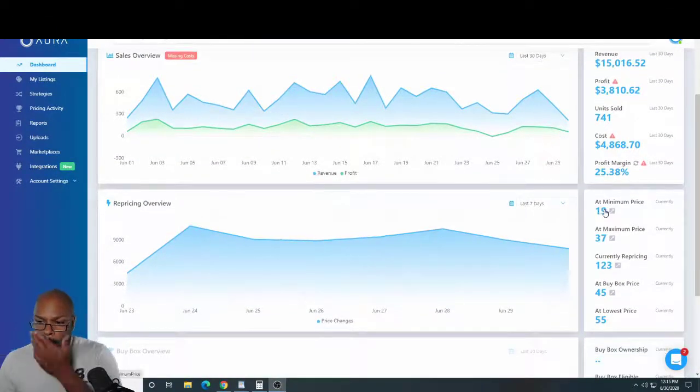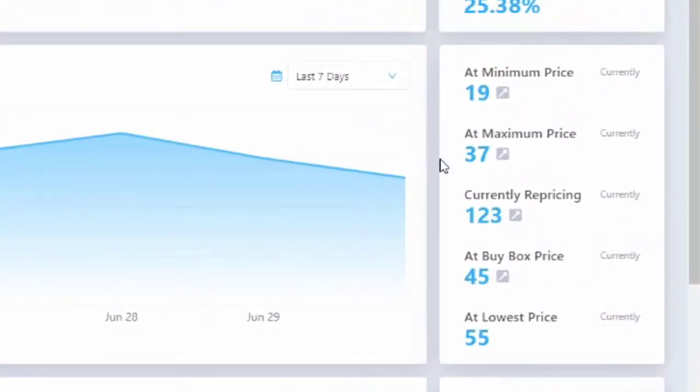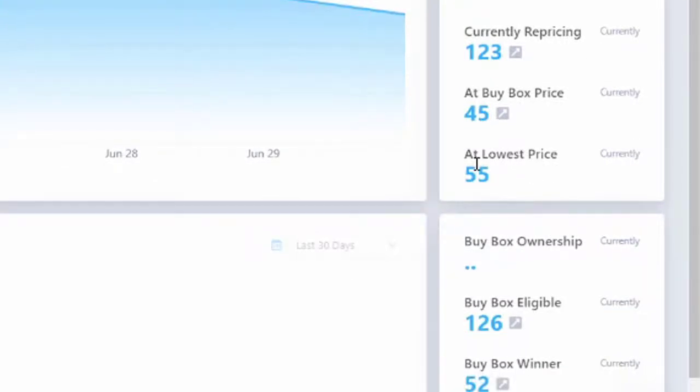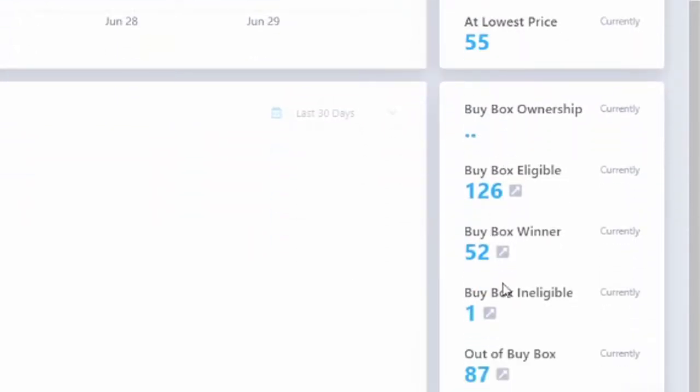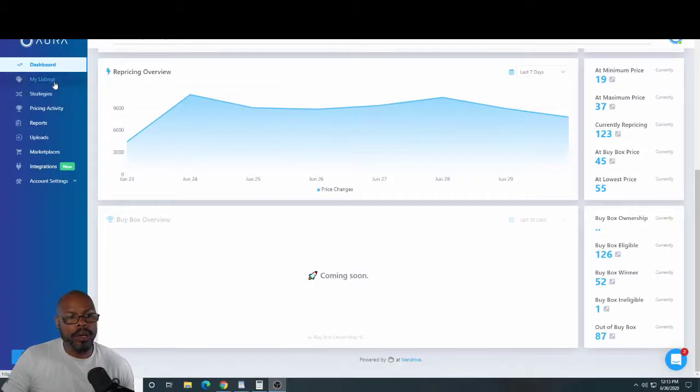But look, you can see the number of listings that are at your minimum price, the number that are sitting at your maximum price, the numbers that are currently being repriced. I mean, there's a lot of activity. I'm going to show you that. Which ones are sitting in the buy box at the lowest price. And who got knocked out of the buy box, buy box winners. I mean, that's pretty much it.